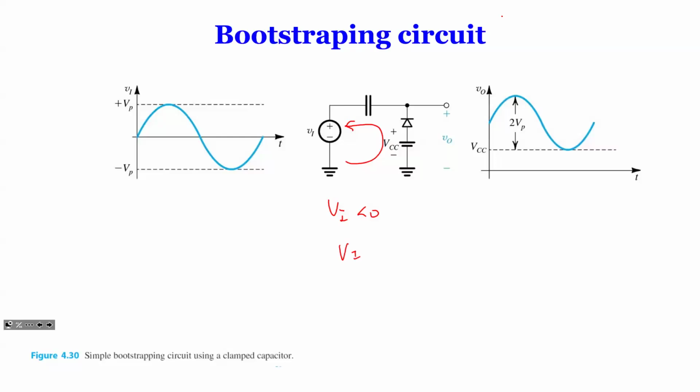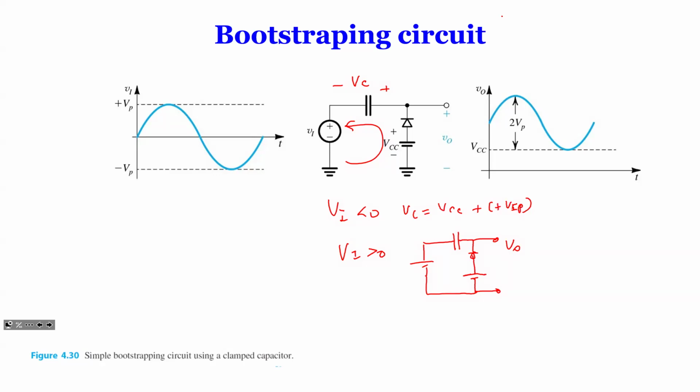When Vi is negative, you have voltage, so you're going to charge this VC to a certain value, and you can write the loop equations. This VC is going to be VCC plus or minus Vi, so plus peak, so VIP.